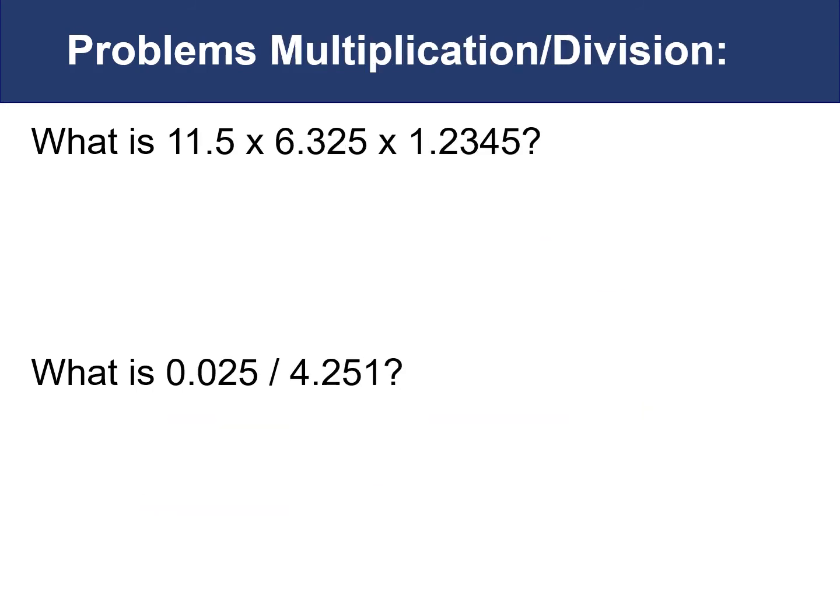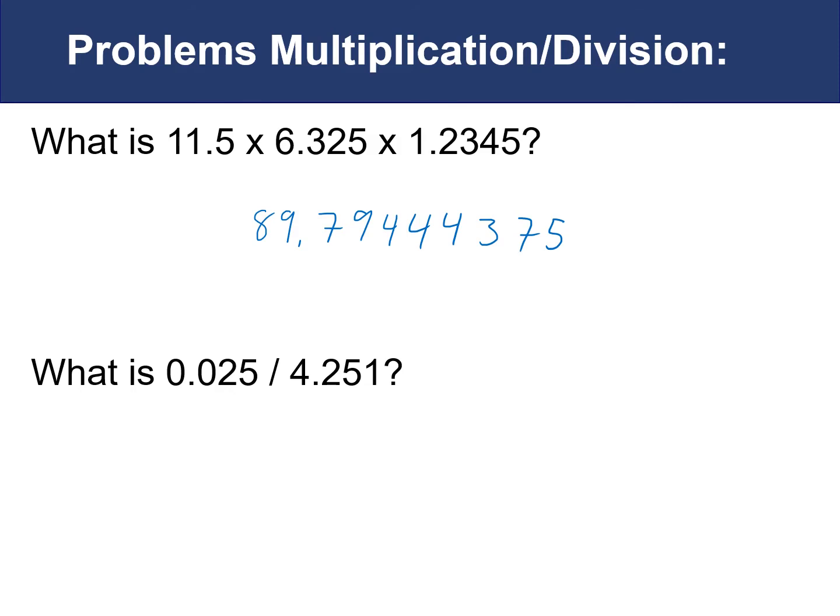Let's now look at some examples of keeping track of significant figures for multiplication and division, starting with multiplication. So we're going to multiply all three of these values together, 11.5, 6.325, and 1.2345. So if you plug that into your calculator, what you'll get is this is equal to 89.79444375. Now, not all these values we're going to keep. With multiplication and division, the value with the least number of significant figures is how many significant figures your answer will have.